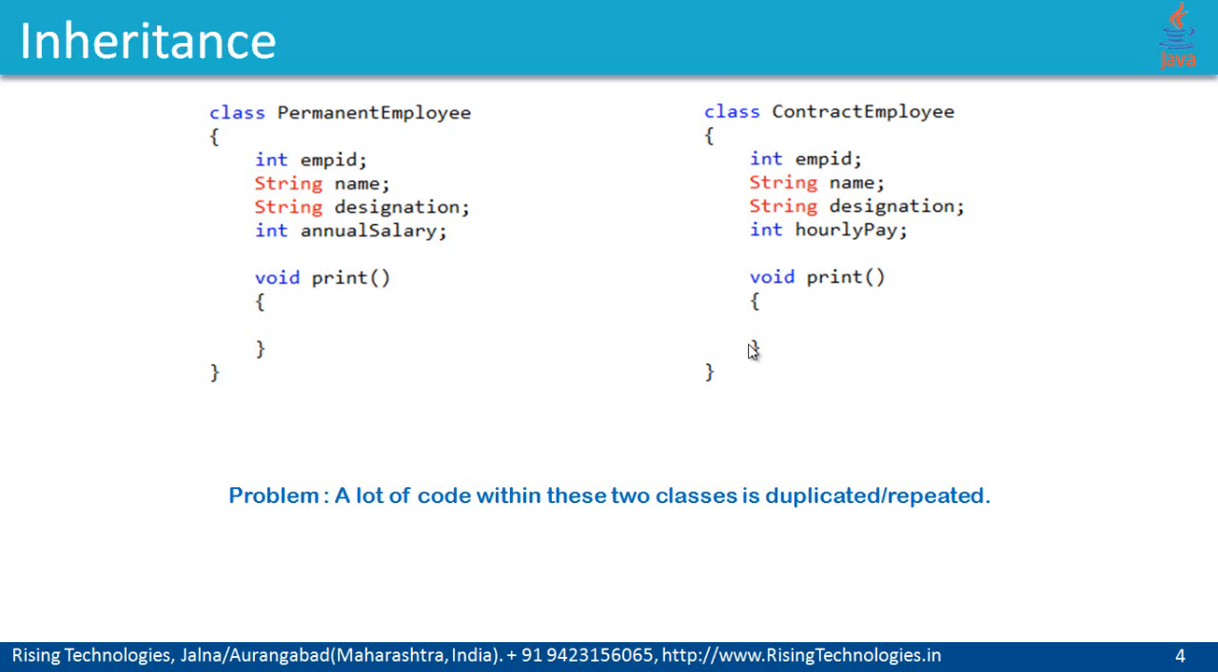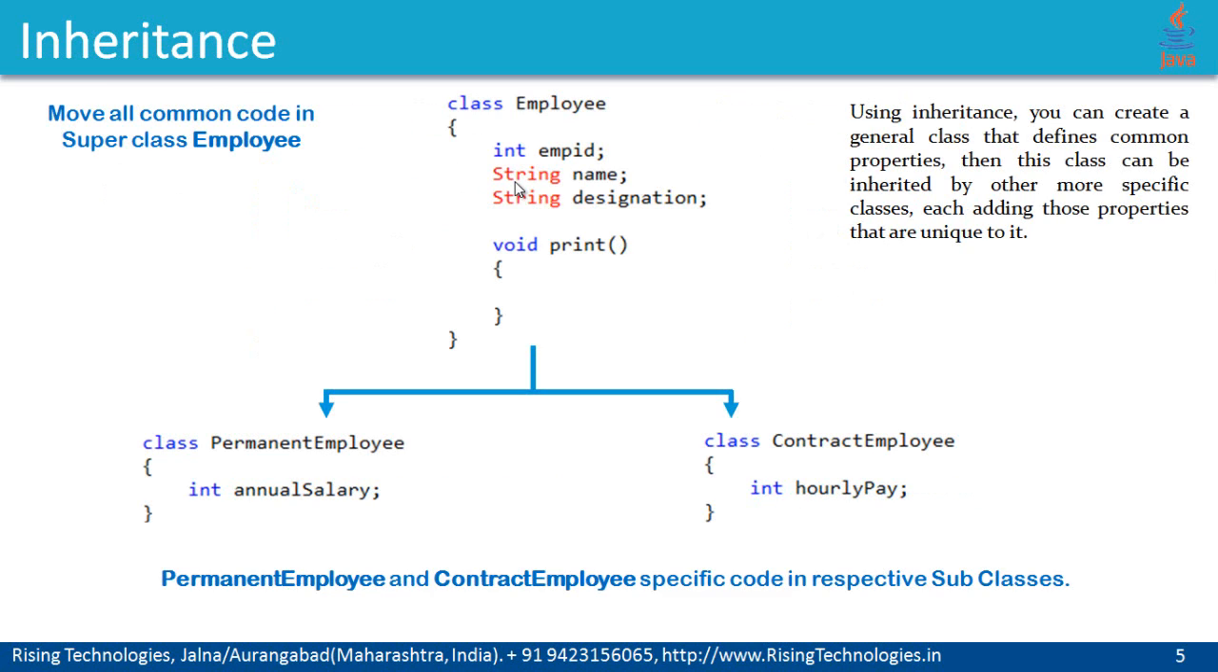Now suppose I want to add one more property, that is gender of the employee. Then I need to add that property within this PermanentEmployee class as well as this ContractEmployee class. If I want to perform any kind of modification or maintenance, again I need to perform that maintenance in these two classes, and that is definitely an error prone practice. So instead of this, using inheritance, I can create a general class that defines common properties, and then this general class can be inherited by other more specific classes, and each class is going to add those properties that are unique to it.